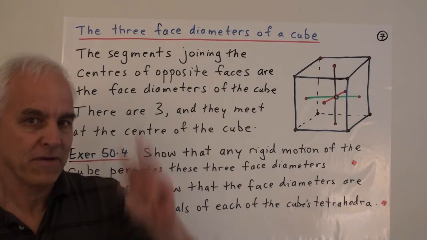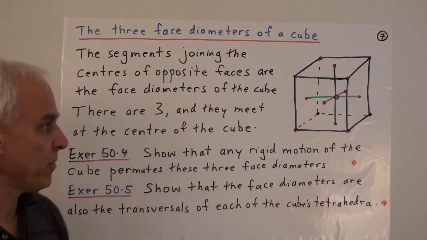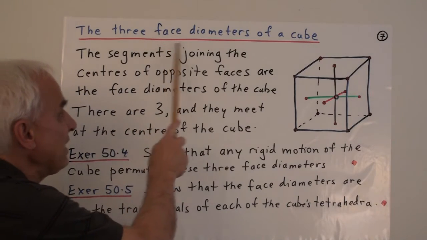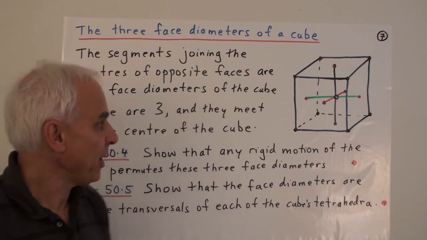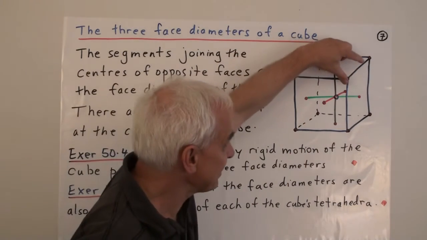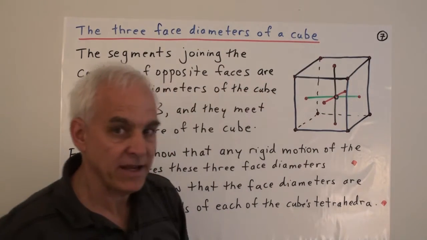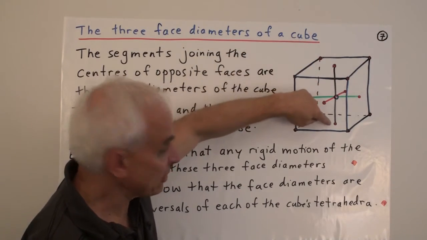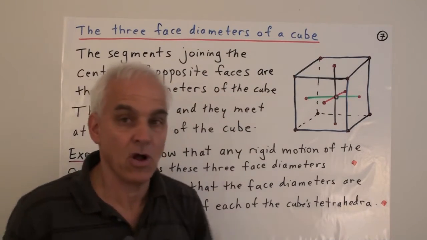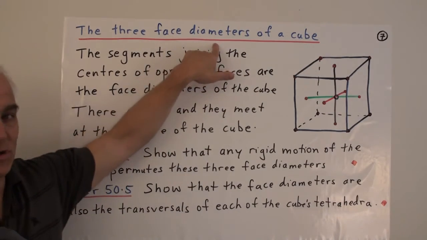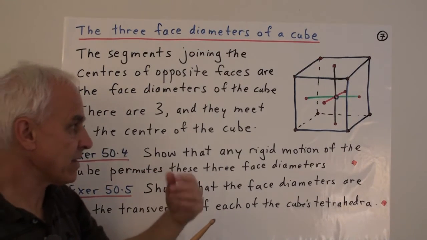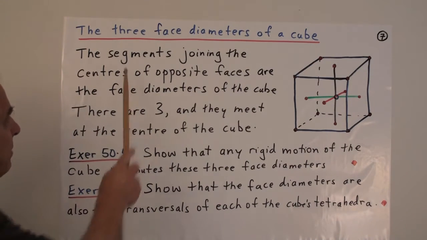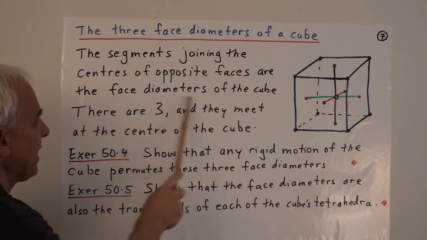Okay, now the threefold aspect of the cube. We've talked about the two tetrahedra inside the cube. Now we're going to talk about the three face diameters of a cube. Here's a cube. Here is a face. Down here is the opposite face. And there's a line segment joining the center of this face to the center of the opposite face. And that segment we're going to call a face diameter. It's a diameter of the cube because it goes through the center of the cube. Okay, so the segments joining the centers of opposite faces are the face diameters of the cube.